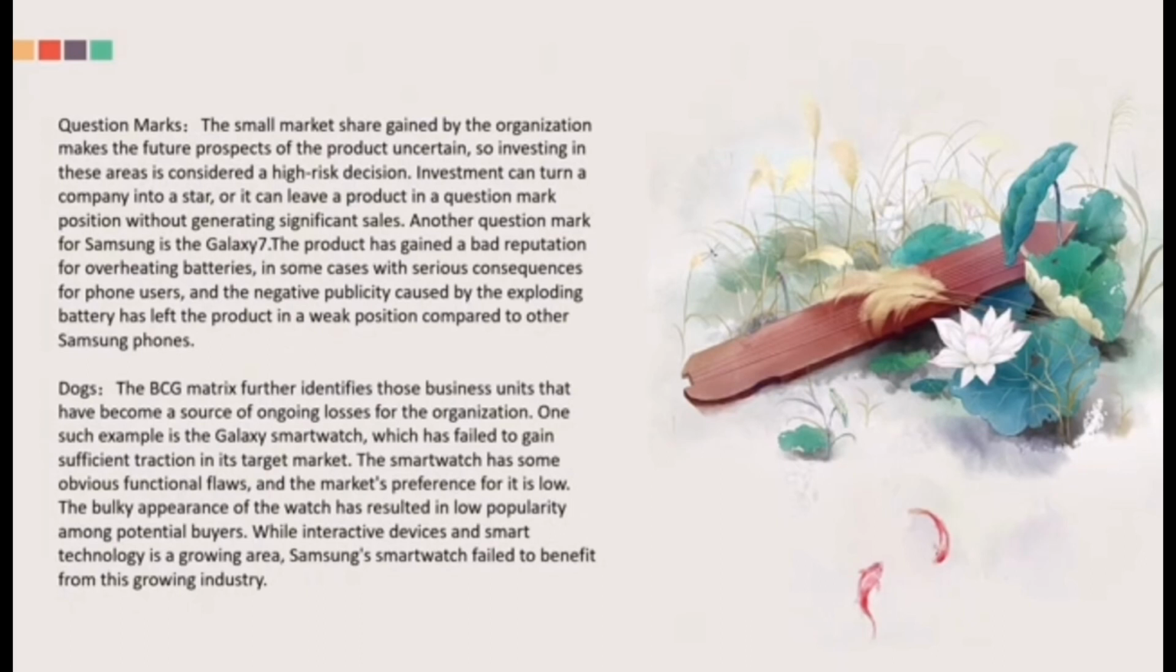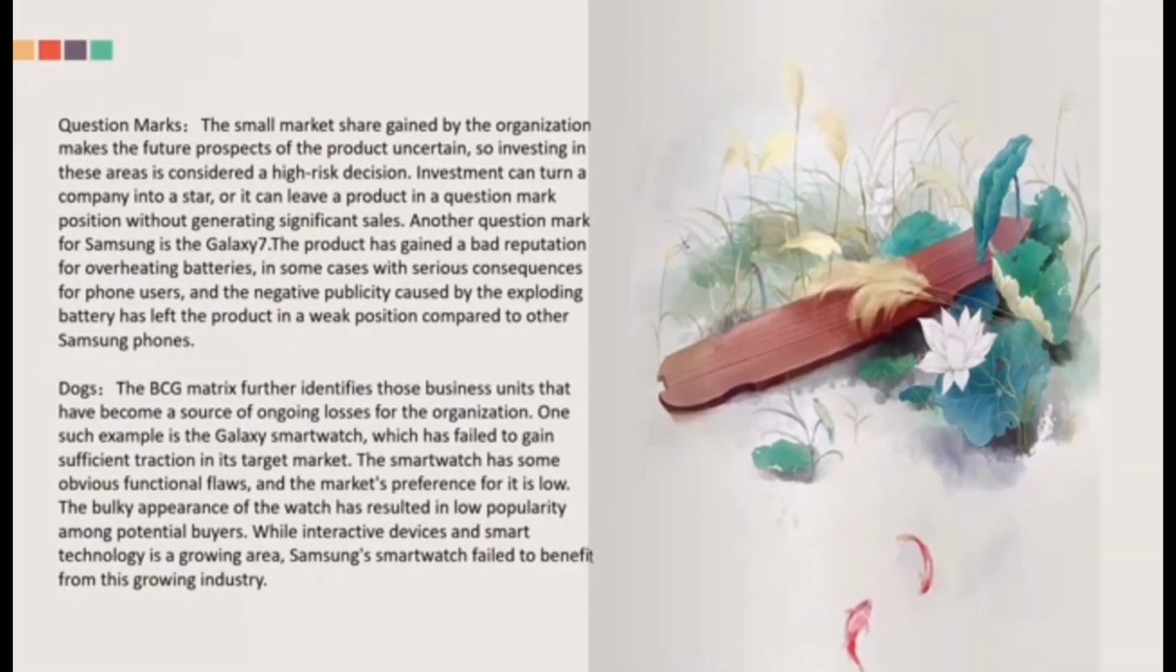And the dogs. The example for Samsung, for instance, is the Galaxy smartwatch. The smartwatch has some obvious functional flaws, and the market's preference for it is very low.